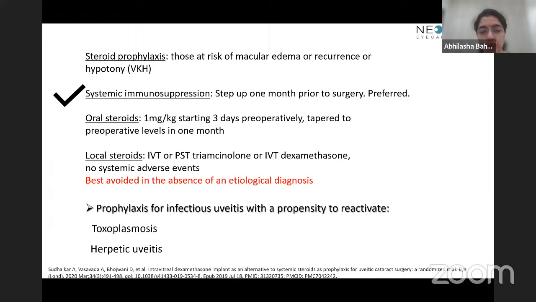Coming to prophylaxis for infectious uveitis with a propensity to reactivate, like toxoplasmosis and herpetic uveitis. If you have made a diagnosis of these conditions, you have to give prophylactic treatment.